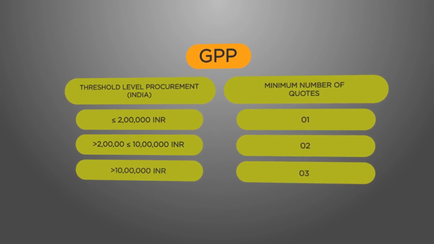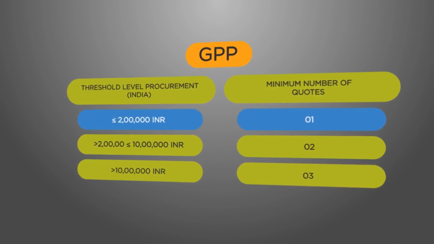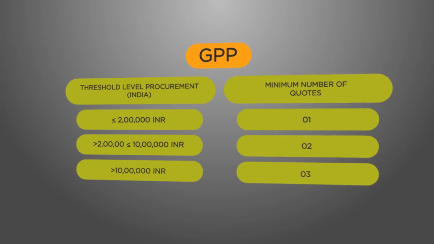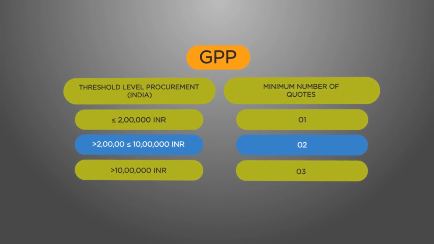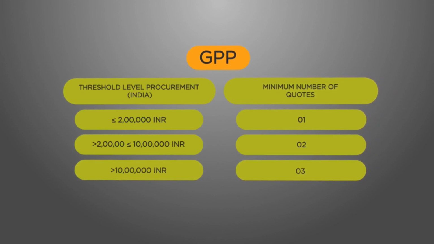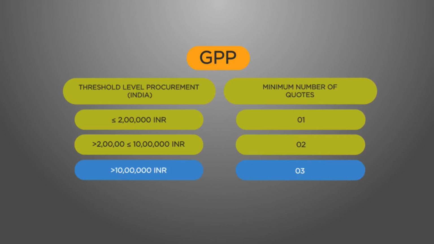Threshold level Procurement India, lesser than 200,000 INR. Minimum number of quotes, 1. Greater than 200,000 and lesser than 1 million INR. Minimum number of quotes, 2. Greater than 1 million INR. Minimum number of quotes, 3.